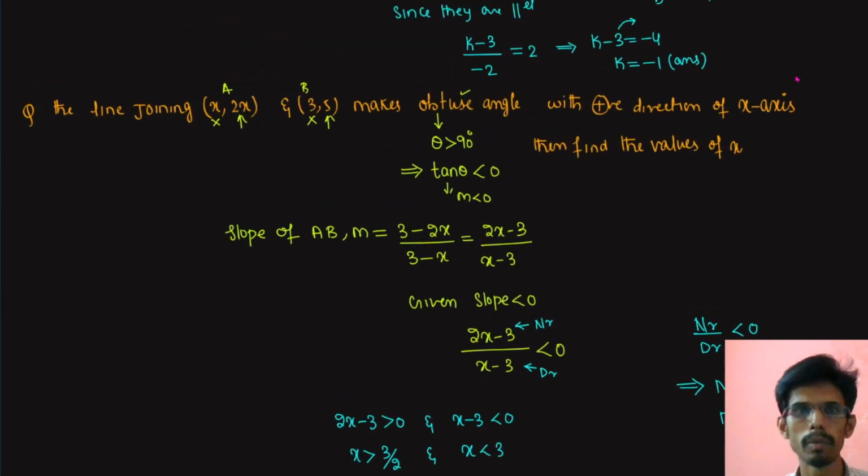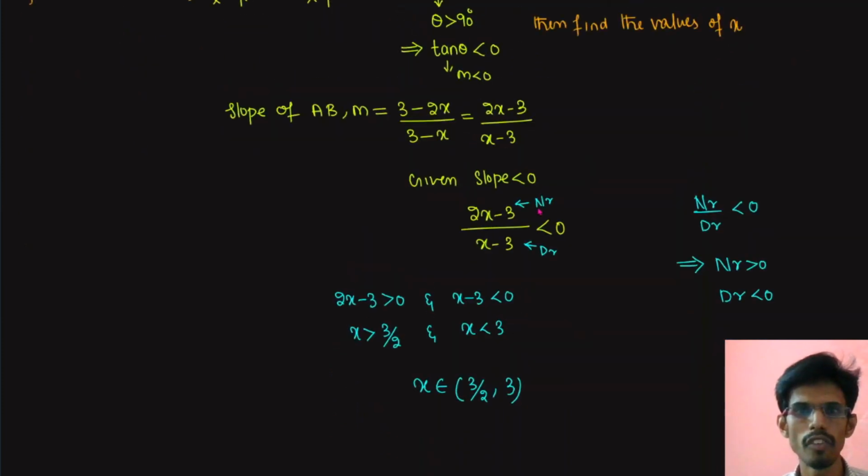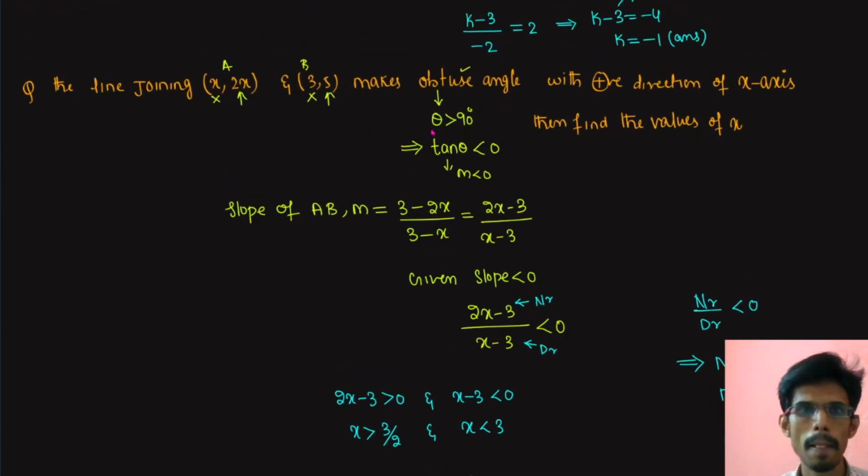Okay, this will be the range of x. Here it is not clearly written, maybe this is three. Here this is 3 only. Okay.